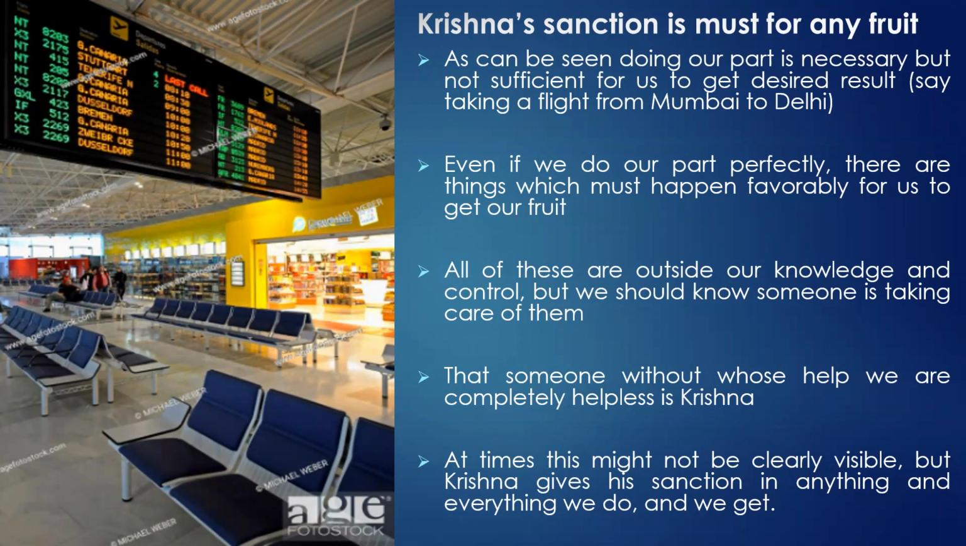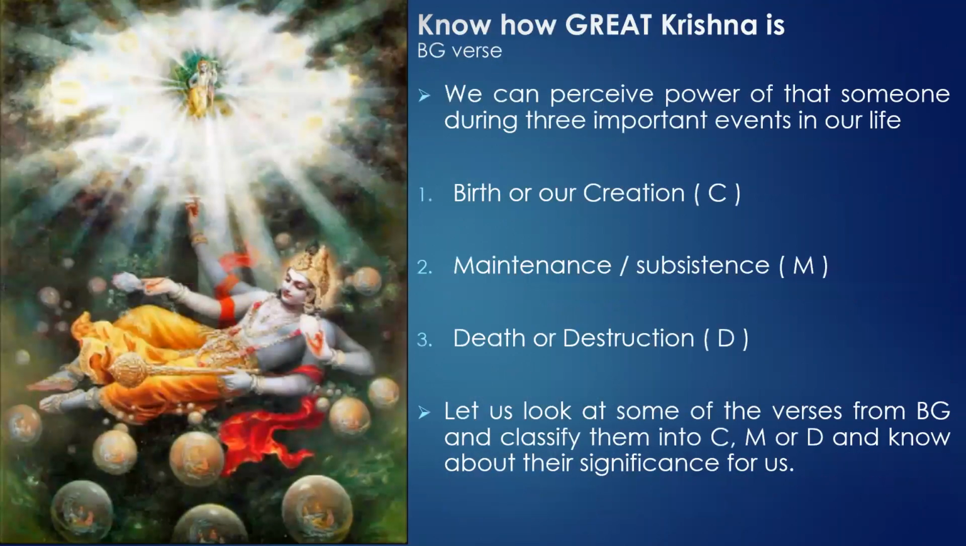So whatever be your endeavor, my endeavor is going from my home in Vile Parle East to Juhu temple, which is say 4 kilometers away, the shortest distance. Now from this endeavor also, there are things which I need to do. There are things that Krishna has to sanction. And if there is no sanction from Krishna, no matter if it is 4 kilometers or 4 seconds away, I cannot go there. Now let's bring it to the perspective of the Bhagavad Gita. Know how great Krishna is. That is going to be the theme for the rest of our discussion.